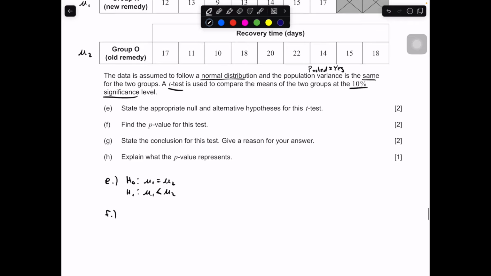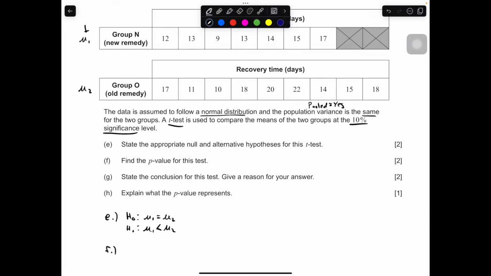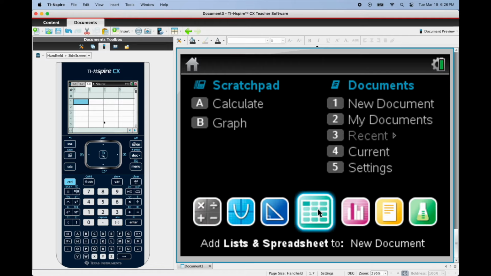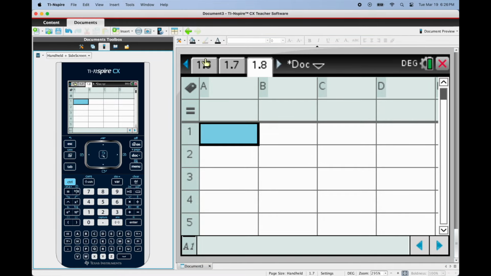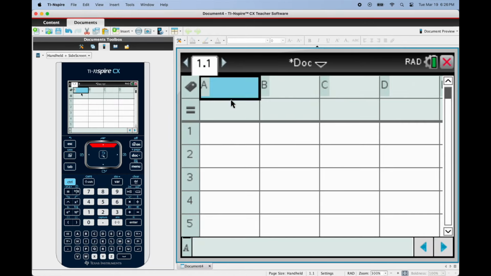All right. Let's continue. Find the p-value for this test. Okay. This is just us running a t-test. After that, state the conclusion, give a reason, and explain what the p-value represents. That's interesting. I've never seen that one before. That's nice. Okay, so let's go back to the calculator and work this out. So let's go into spreadsheets. I'm going to get a new window. Spreadsheets. Let's put x and y. And let's put in the values.